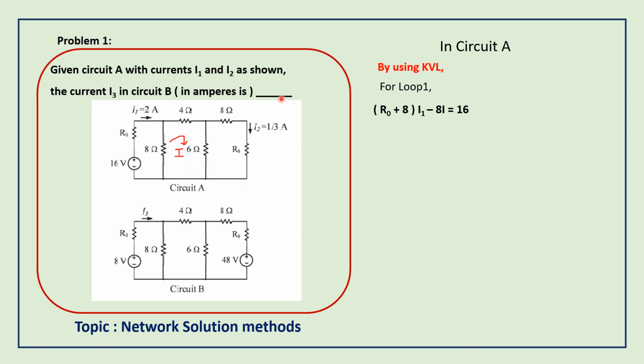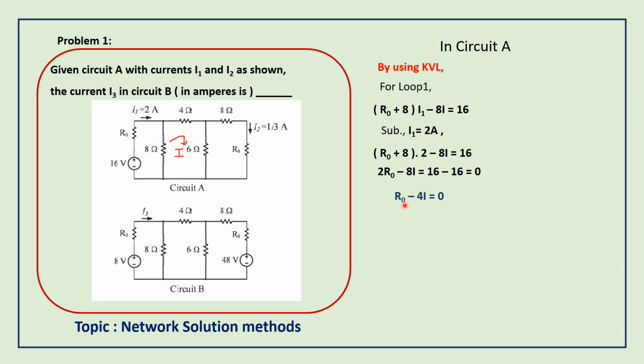And by considering the given value, I1 equal to 2 amps is given. So we can substitute for I1 in this equation. Now I am substituting I1 equals 2 amps in this equation. This equation will become (R0 plus 8) into 2 minus 8I equals 16. This is simplified as 8 into 2 is 16, R0 into 2 is 2R0. So 2R0 minus 8I equals 16 minus 16, which is equal to 0. Again it can be simplified as R0 minus 4I equals 0.